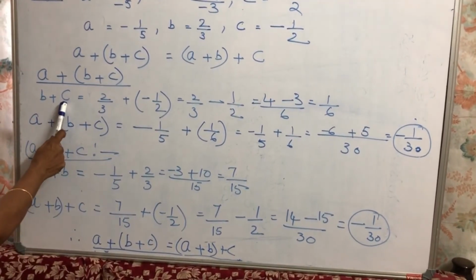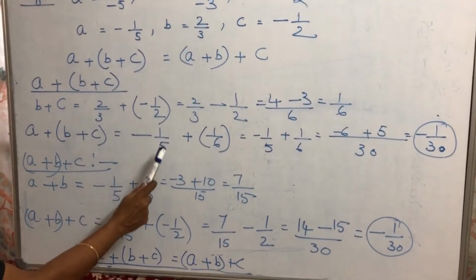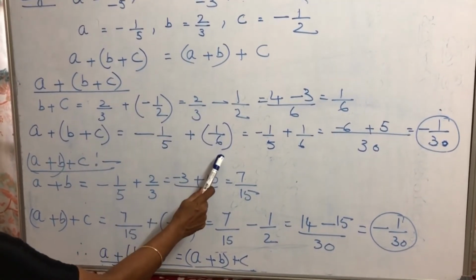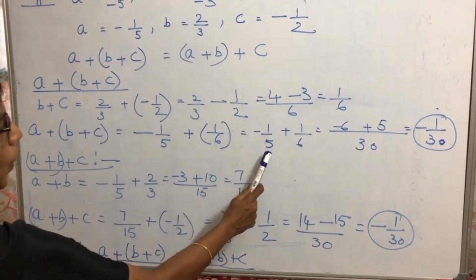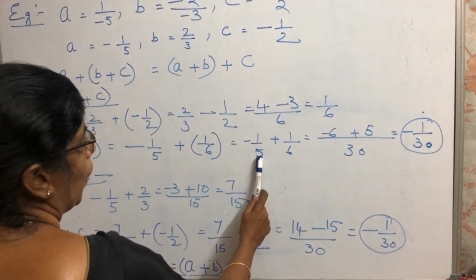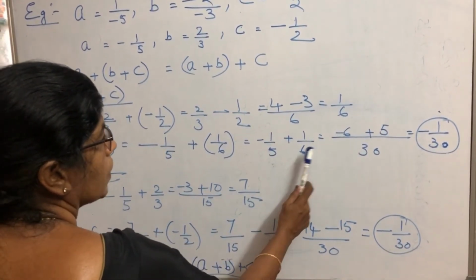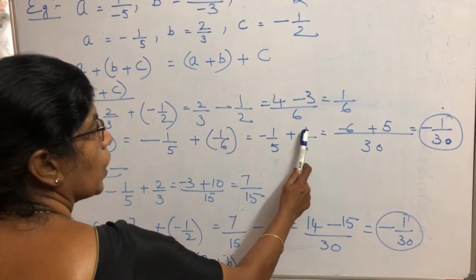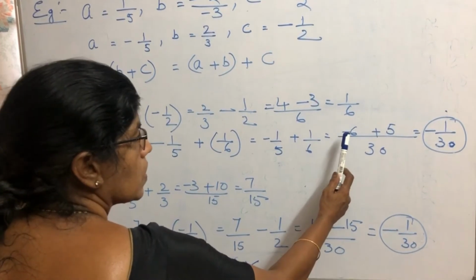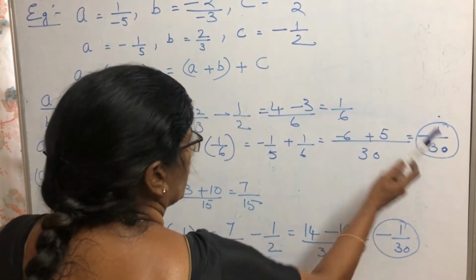The result B plus C should be added to A now. A is equal to minus 1 by 5 plus 1 by 6. Plus of plus is plus. So we have minus 1 by 5 plus 1 by 6. The common LCM is 30. 5 divides 30 6 times. 1 into 6 is 6. 6 divides 30 5 times. 5 ones are 5. One term is negative, one term is positive. Subtract and put the sign of the greater number. The value is minus 1 by 30.